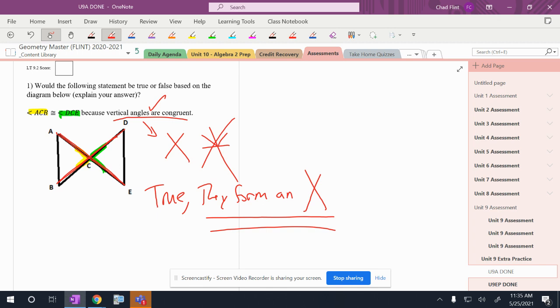All right, but please don't ever write they form an X as your reason in like a because. All right, don't say this is congruent to this because they form an X. That's not a thing that we use. This is especially limited to true, false.